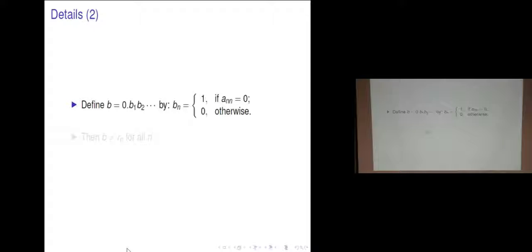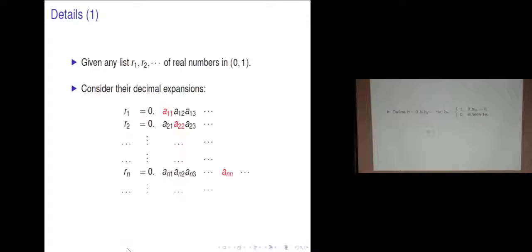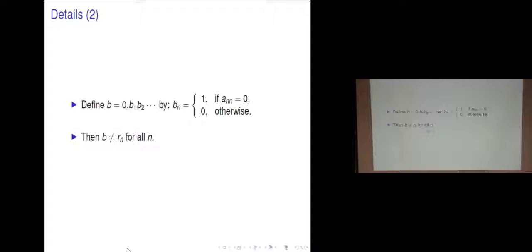My nth digit will be 1 if your nth digit is 0, and if your digit is not 0, I will use 0. I just do things against you at the diagonal position. I want to convince you this B is not in your list.